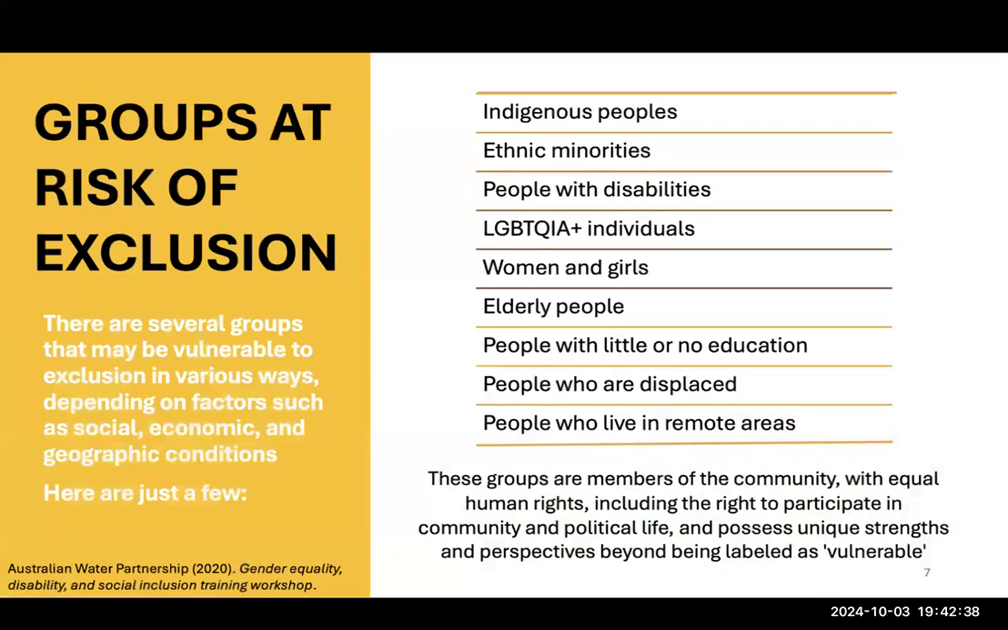There are many groups at risk of exclusion, and different groups may be vulnerable to exclusion in various ways, depending on different factors such as social, economic, and geographic conditions. Here's just a few. Of course, Indigenous peoples, ethnic minorities, people with disabilities, LGBTQIA plus individuals, women and girls, older people, people with limited education or who are displaced or live in remote areas. These groups are members of the community. They have equal human rights, including the right to participate in community and political life, and they have unique strengths and perspectives beyond being labelled as vulnerable.